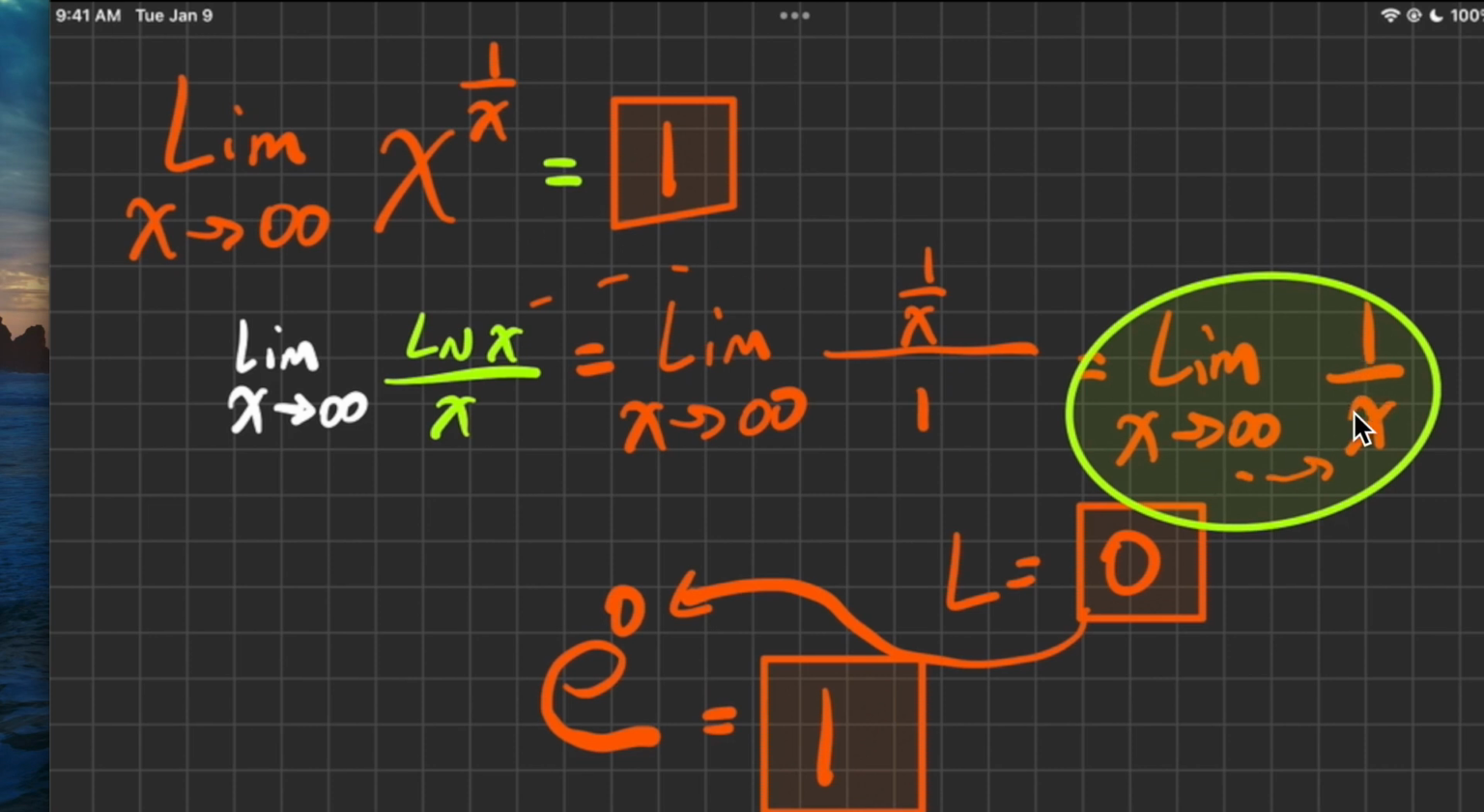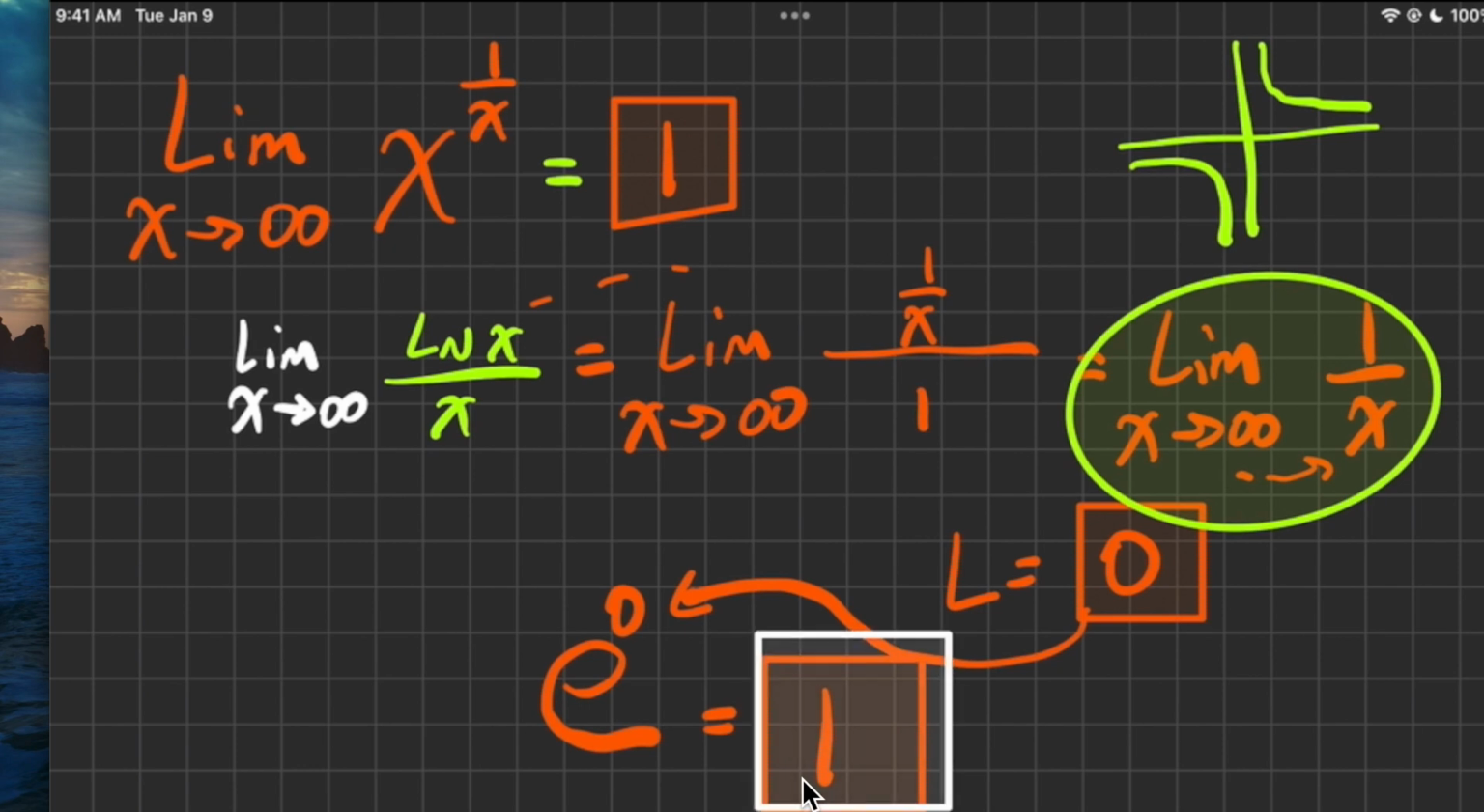This is a bottom-heavy function, and a bottom-heavy function as x goes towards infinity is going to have a horizontal asymptote of 0. And recall the graph of 1 over x looks like this. So as x heads towards infinity, this graph goes to 0. But again, we take that final limit result, we put it in a little box, and we put it into the exponent of e. This, at the risk of being repetitive, is our final answer.